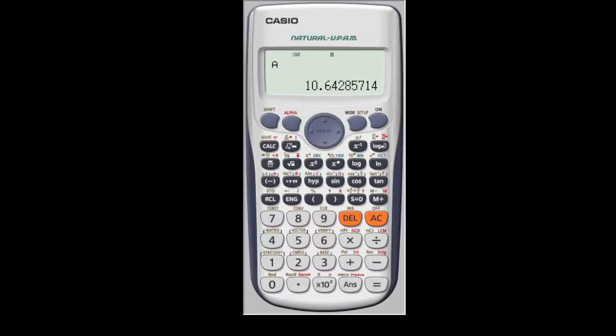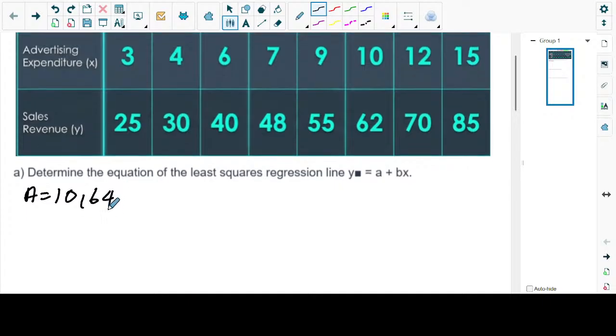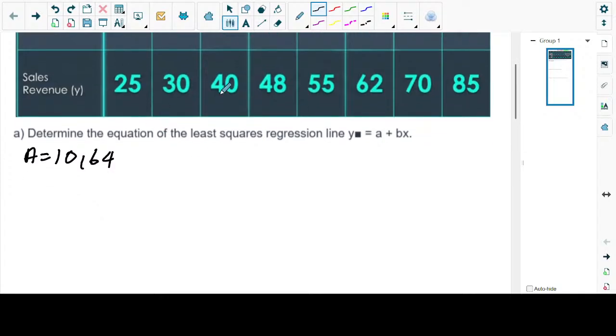Let me bring back the smart notebook so that people can see. A is equivalent to 10.64. That's A. And then B. Remember, good practice, guys: you first write the values. You write A, and then you write B. What is B?